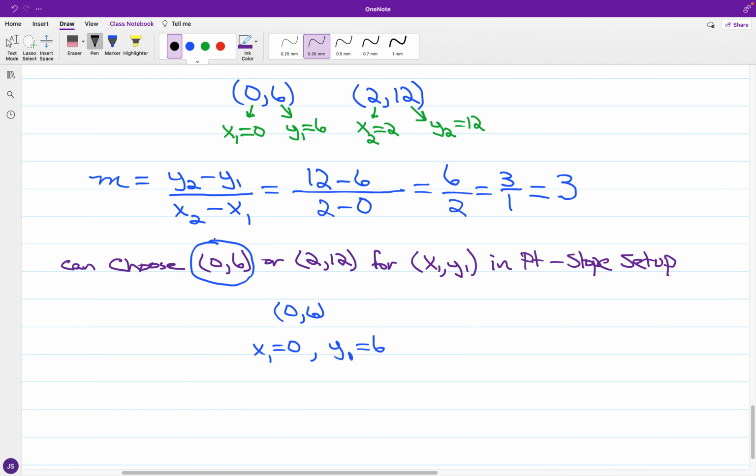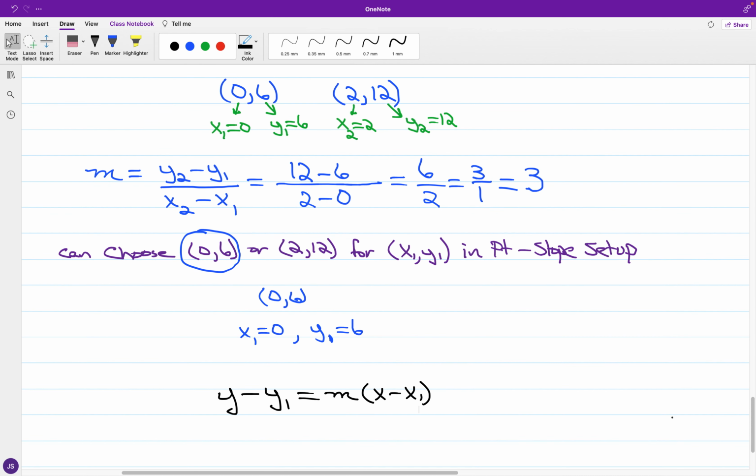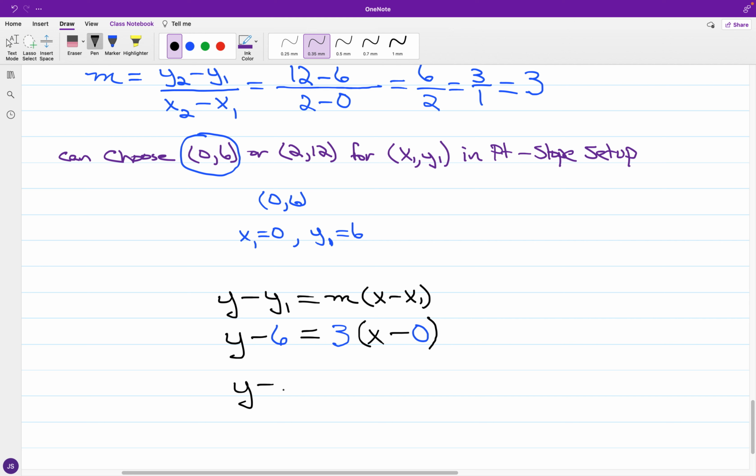Setting the stage through the point-slope setup, again doing a little bit of color coding, you have y minus y1, so y minus 6, is equal to the slope m, which we have at 3, times the quantity x minus x1. The x1 we have at 0, choosing this point to work with. This is one of the point-slope equations.